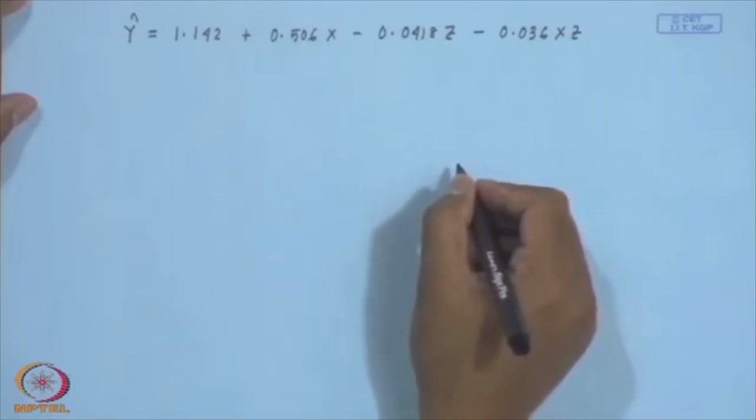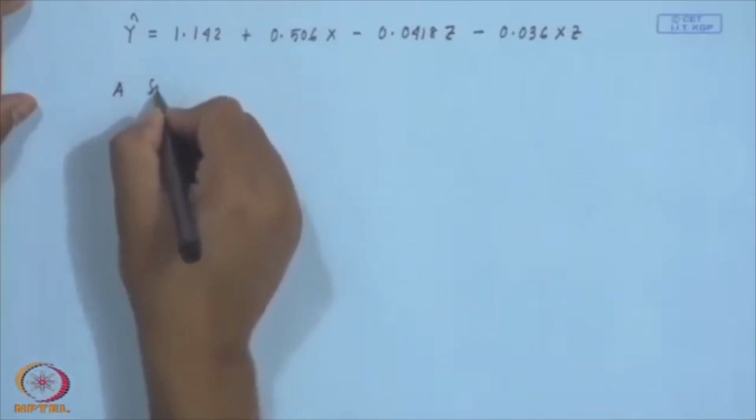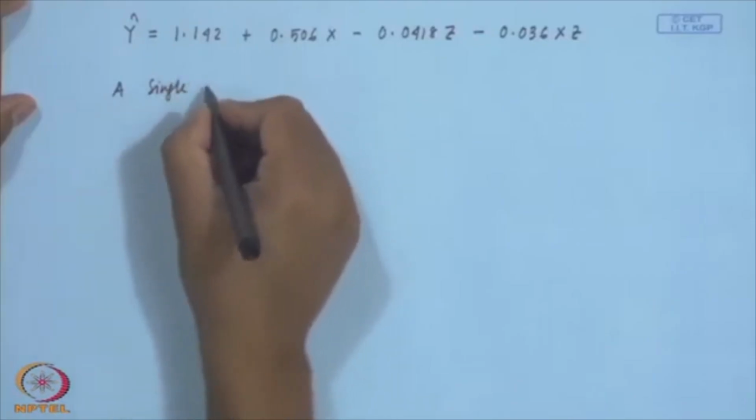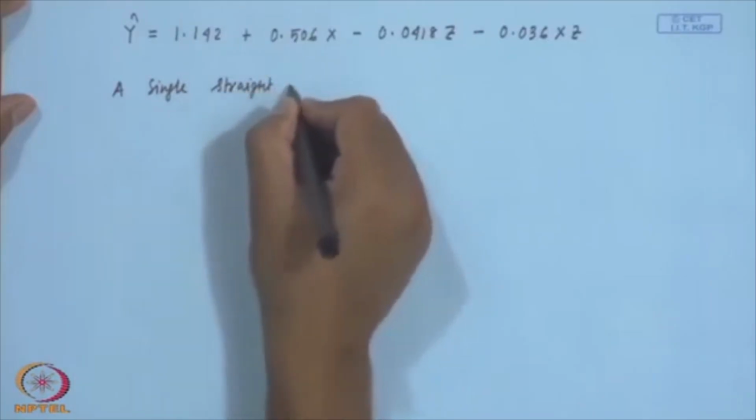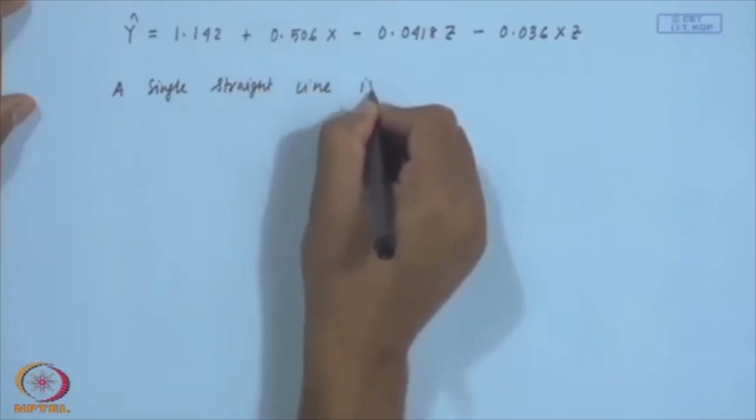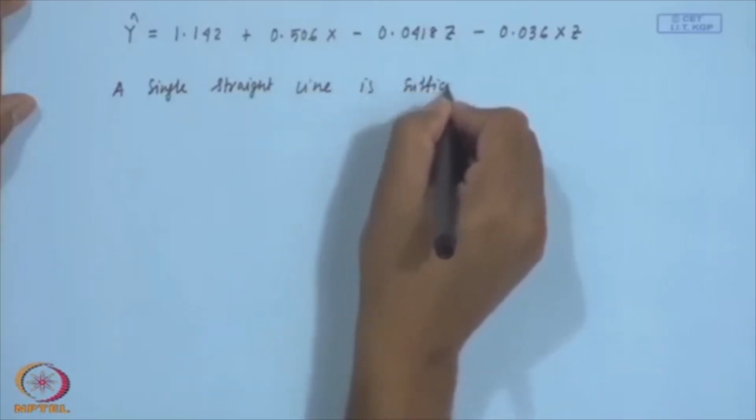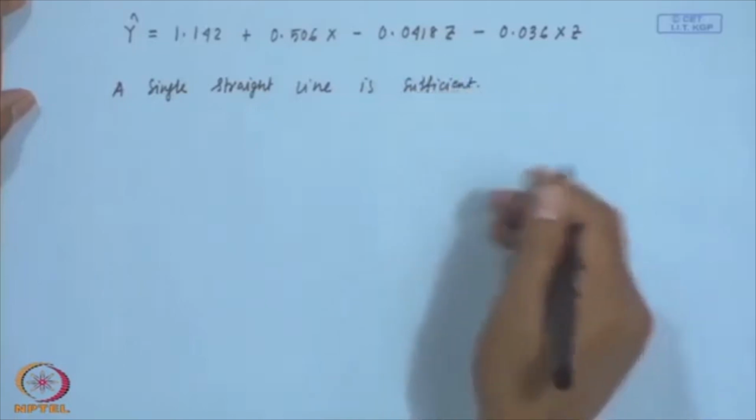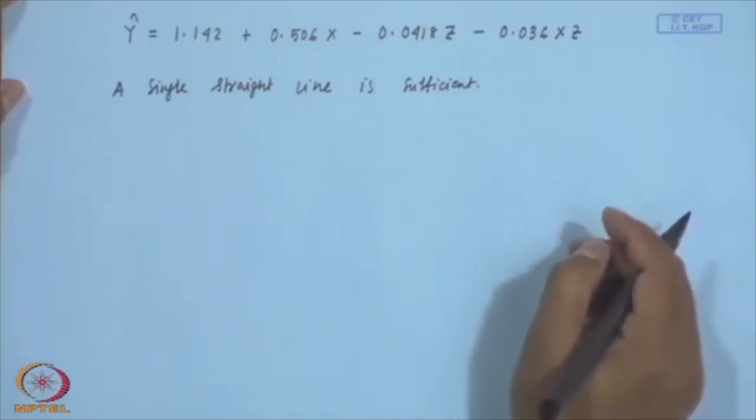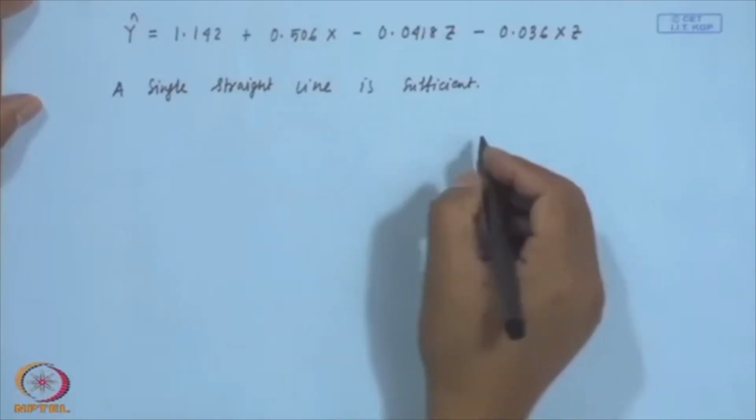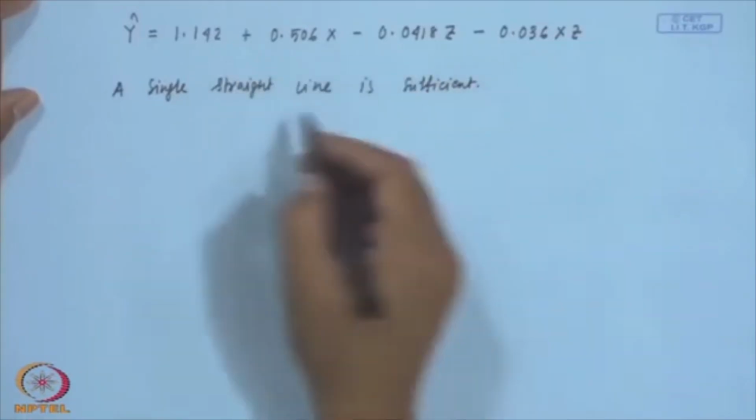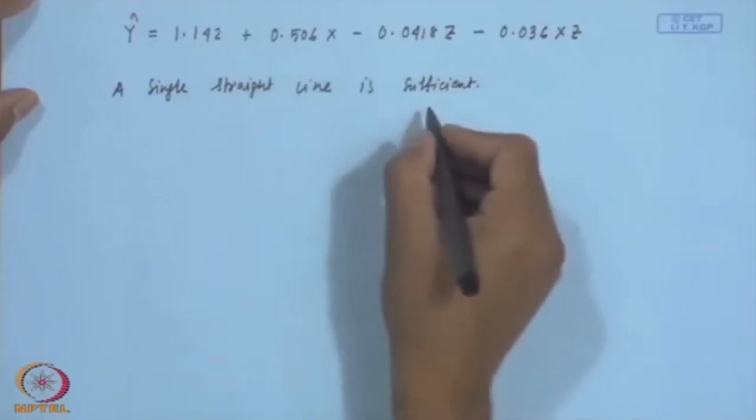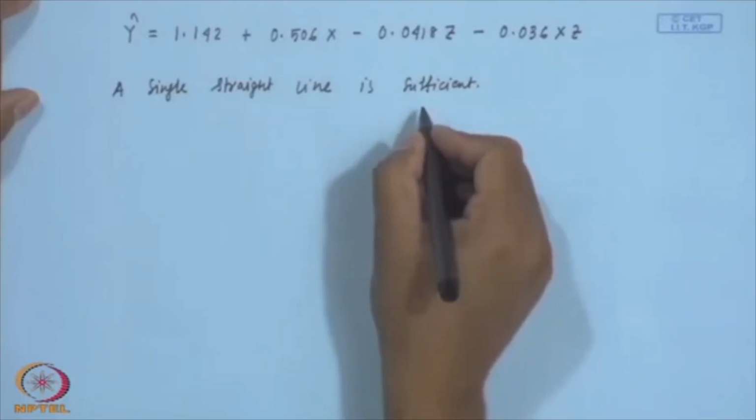Now, the question is whether a single straight line is sufficient. If there is not much difference in the response level, we can go for a single straight line fit, but we need to see, we have the general model. Now, we can test whether this is okay. I mean, whether one single line is sufficient.